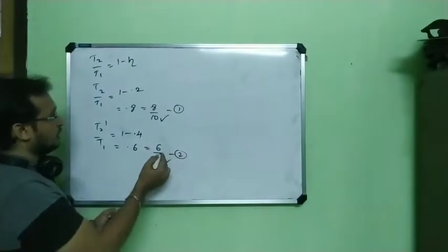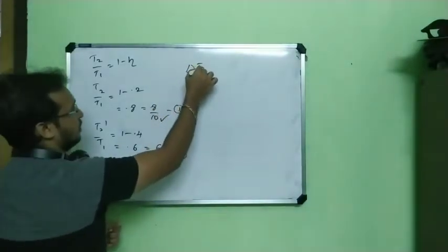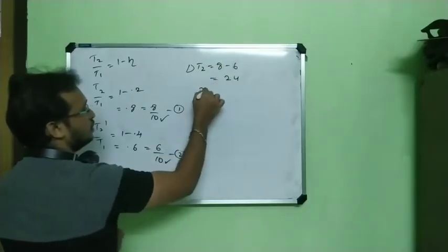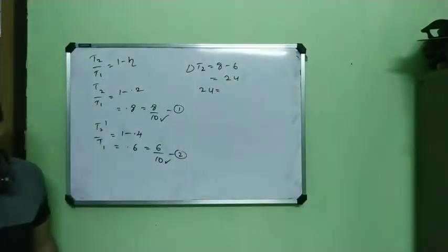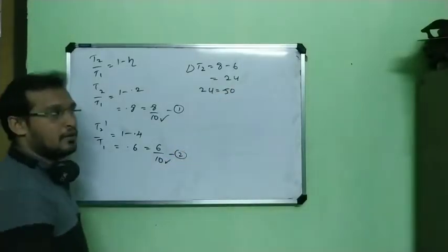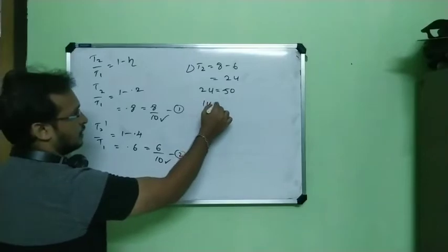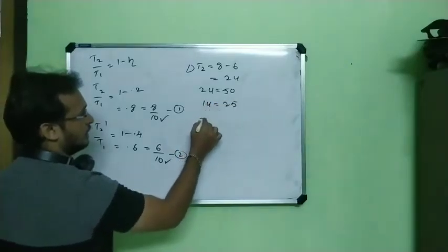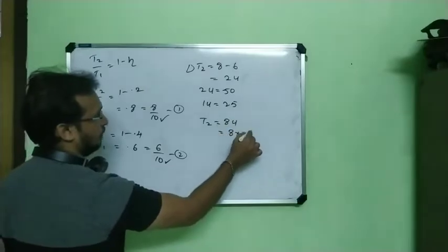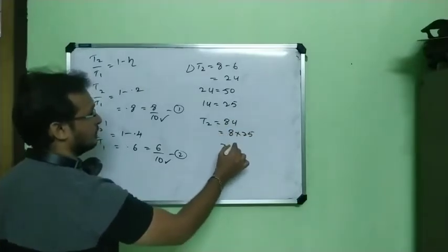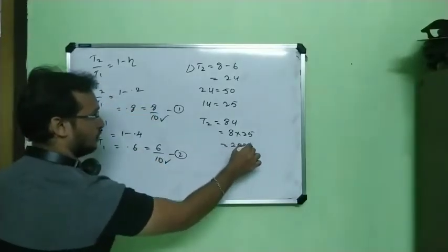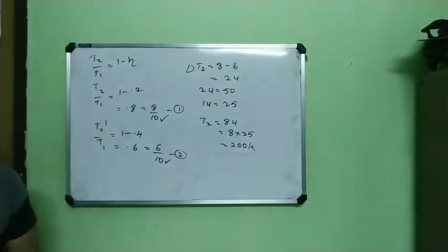So what happens to T2? What is the decrease in temperature of T2? T2 decreases by 8 minus 6, equal to 2 units. This 2 units is given as 50 Kelvin. So what is 1 unit equal to? 25 Kelvin. So what is T2 equal to? 80 units, that is 8 into 25. What is 8 into 25? It is 200. T2 equals 200 Kelvin, correct?